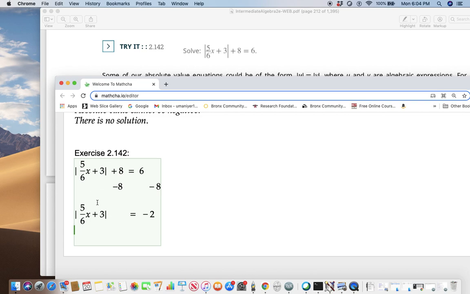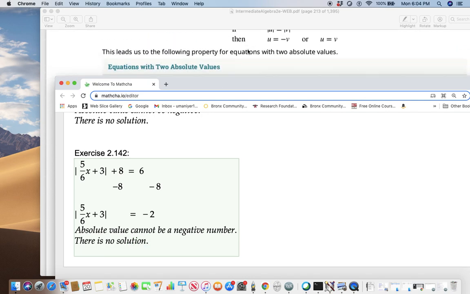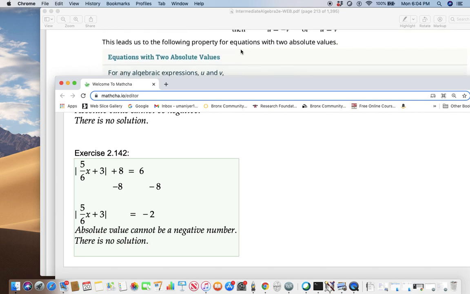Notice, absolute value of anything cannot be a negative number. So absolute value cannot be a negative number. So there is no solution. That's it. Let's try something different now.